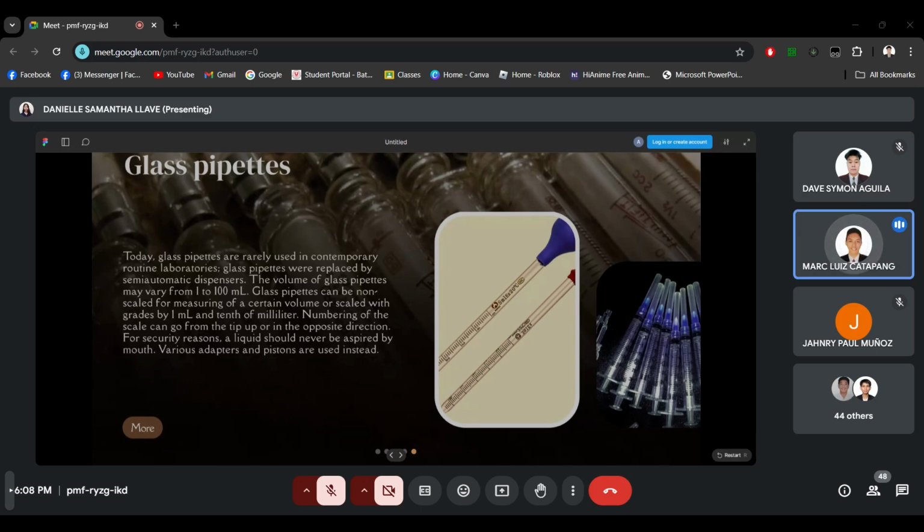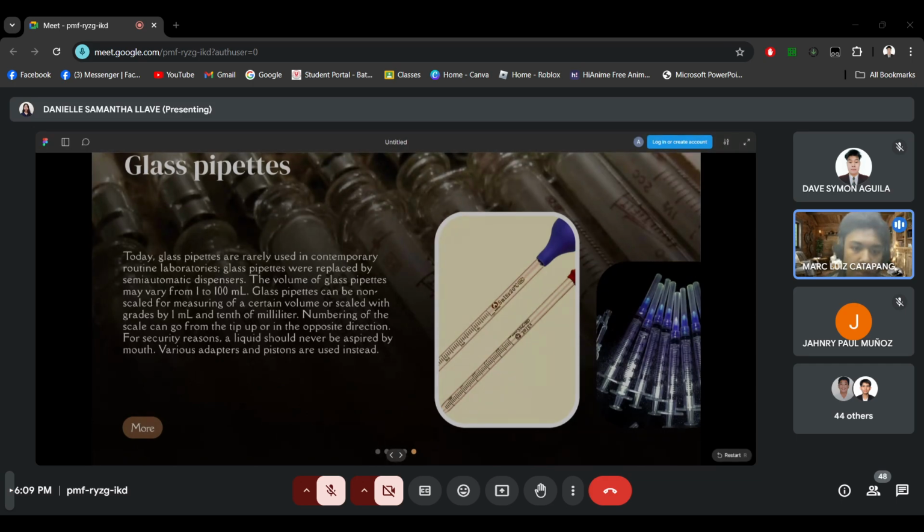Now we will head on to the glass pipettes. Today, glass pipettes are rarely used in contemporary routine laboratories. Glass pipettes were replaced by semi-automatic dispensers. The volume of glass pipettes may vary from 1 to 100 milliliters. Glass pipettes can be non-scaled for measuring of a certain volume or scaled with grades by 1 milliliter and tenth of milliliter. Numbering of scale can go from the tip up or in the opposite direction.